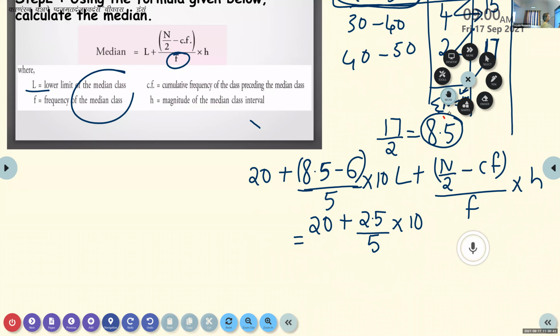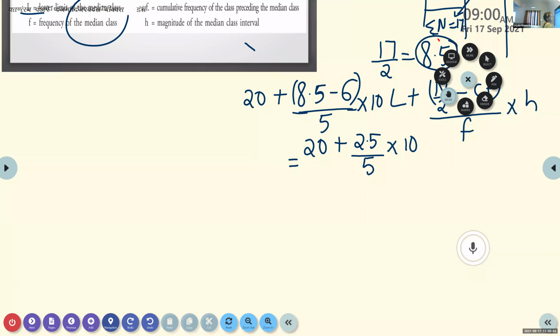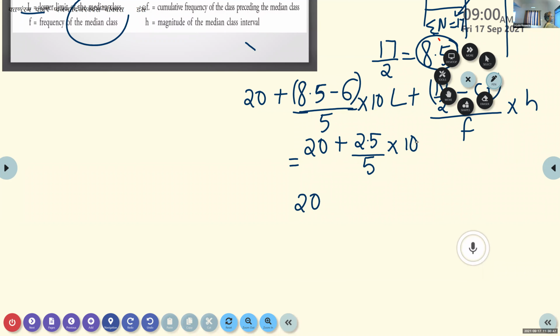Okay, so here 20 plus 2.5 into 2, that is 5. You will be getting the answer 25.